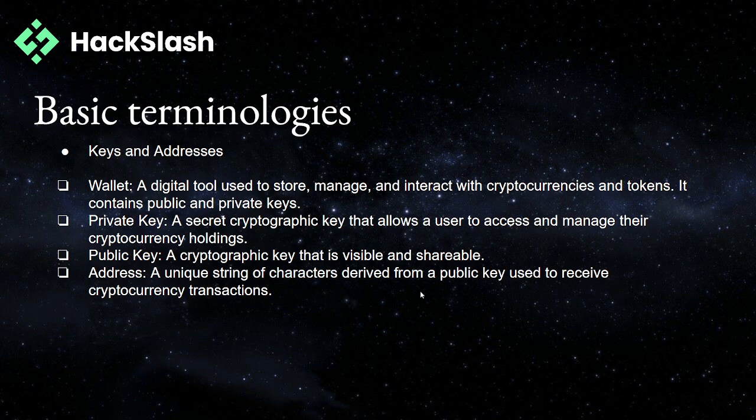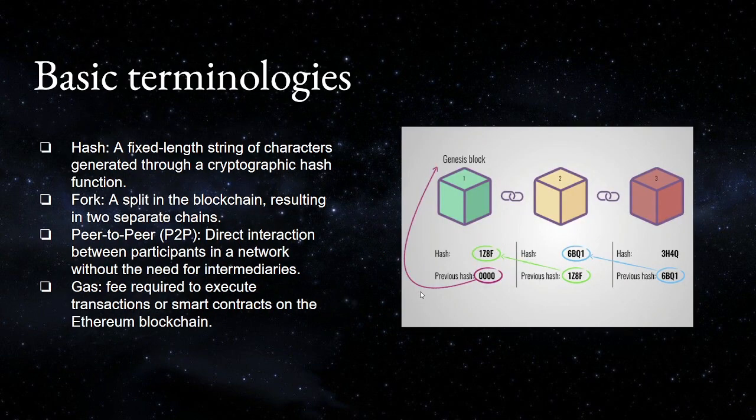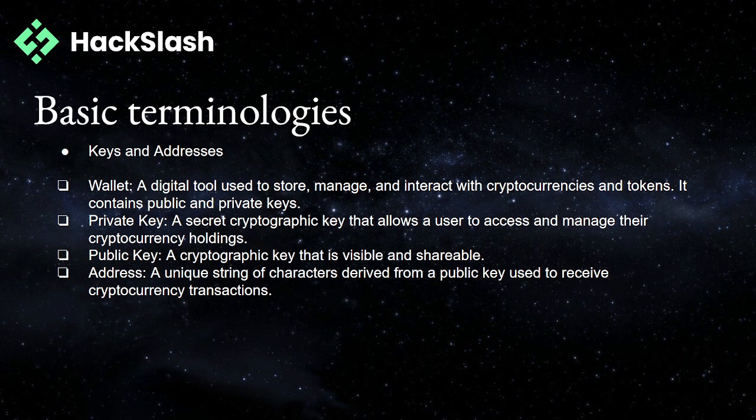Now, what is an address? An address is a unique string of characters derived from a public key, used to receive cryptocurrency transactions. An address is just like a UPI ID.